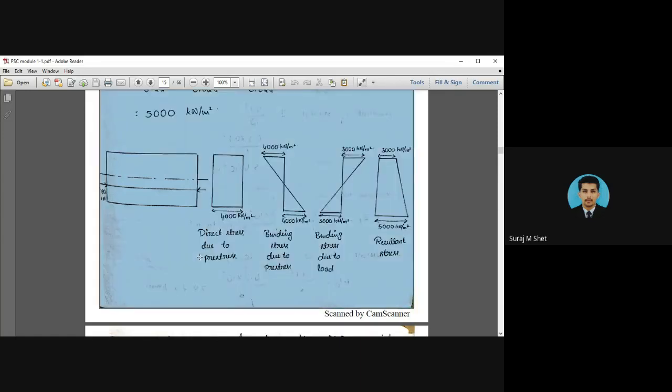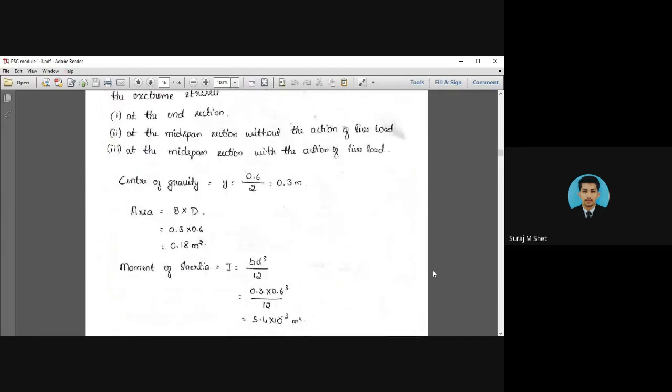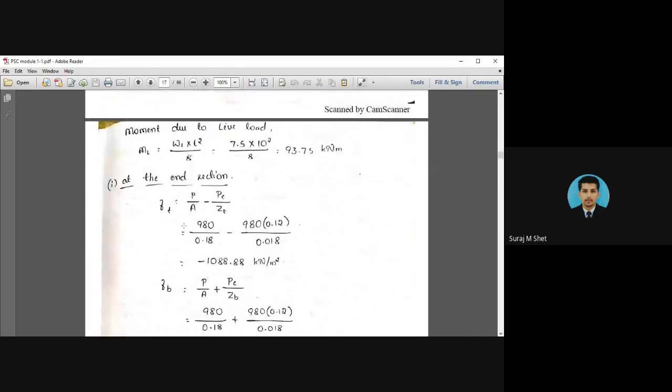So at the end section, the end section is here. In the end section, what you're getting is FT, stress, equal to force divided by area minus PE divided by ZT, because at the end section there is no live load consideration and no dead load consideration. At the midspan only the live load and dead load concept will come. At the end section the moment due to live load and dead load is 0.